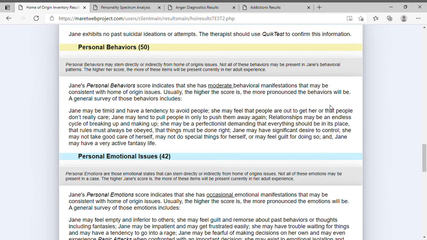So timidity, tendency to avoid people, if you understand the PSA, right there it's avoidant. That's an avoidant person. People don't really care. Tend to pull people in, push people away. That's borderline. Endless breakup cycles and making up, that's either histrionic or borderline. Perfectionism, of course, that's OCD. And rules must always be obeyed, that's OCD. So you see, these are the active things that are happening in this person's life.